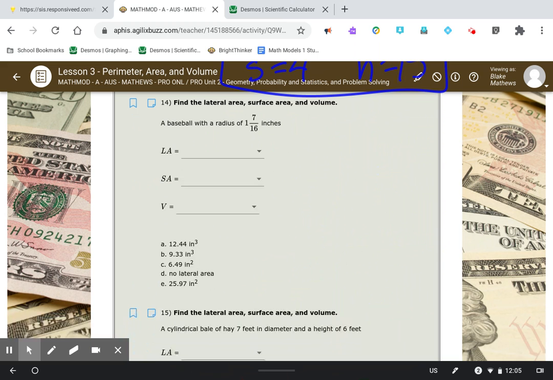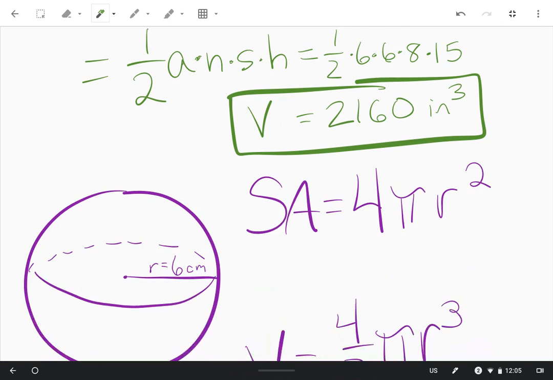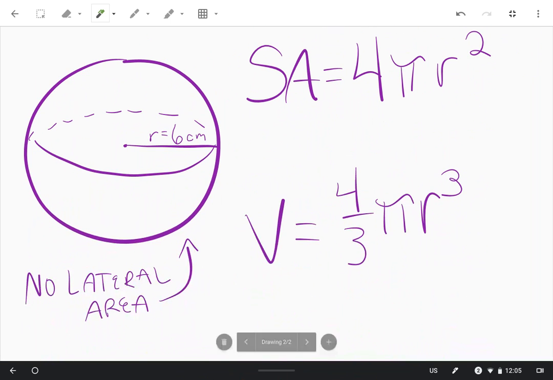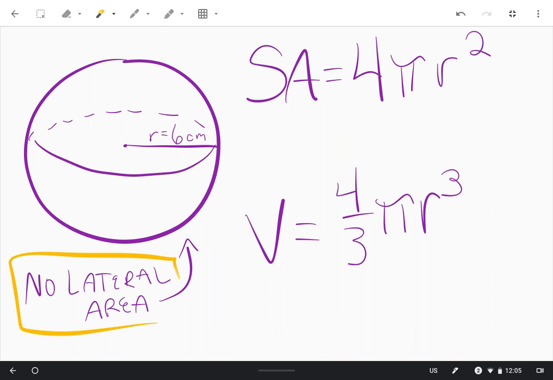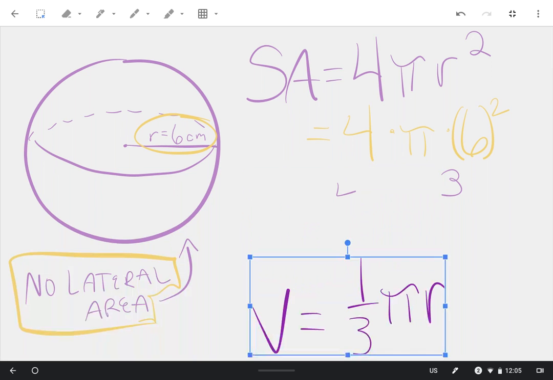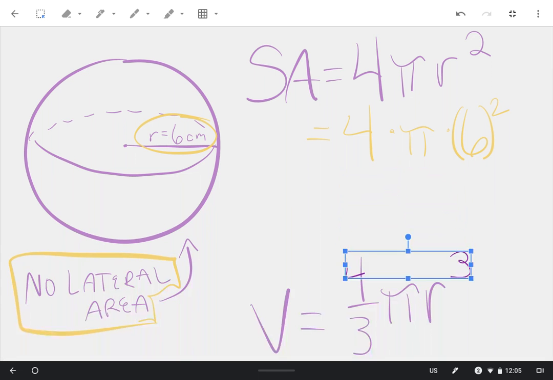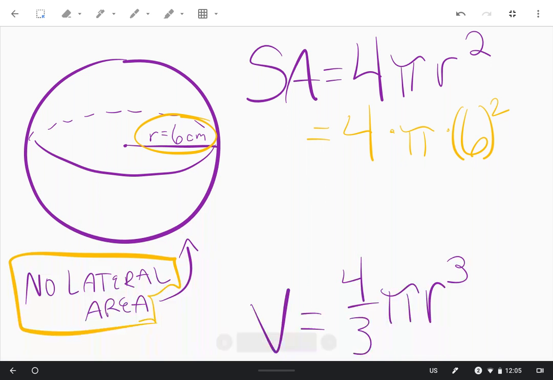Okay, next one. You have a lateral surface area and volume of a baseball. So this is a sphere. Okay, so the formulas for sphere are the following. For the surface area, first of all, there is no lateral surface area of a sphere. So you can put there is none. For the surface area, you do 4 times pi times r squared. R is the only value you need. So we do 6 squared. 4 times pi times 6 squared.